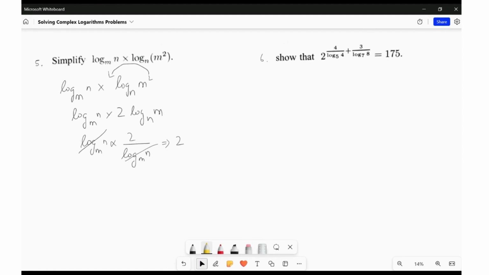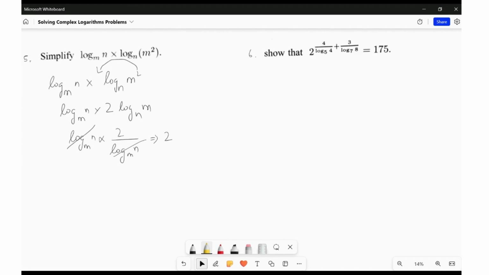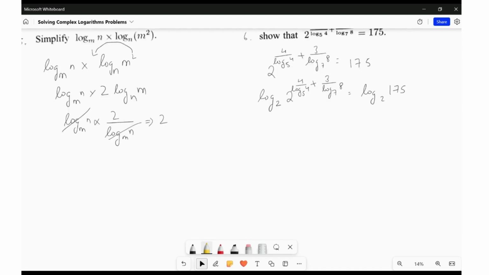Okay. Now in the sixth question we again have an equation. Now 2 power 4 by log 4 base 5 plus 3 by log 8 base 7 is equal to 175. Now we take the log on both sides with the base 2. So log 2 power 4 by log 4 base 5 plus 3 by log 8 base 7 is equal to log 175 base 2.